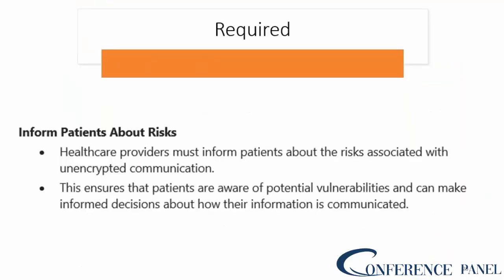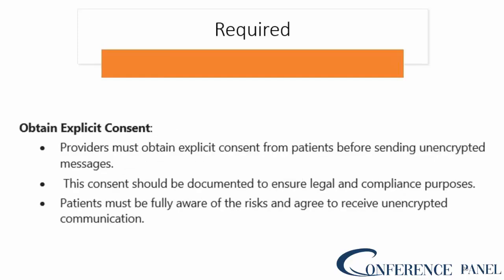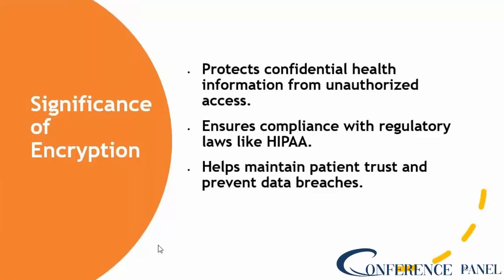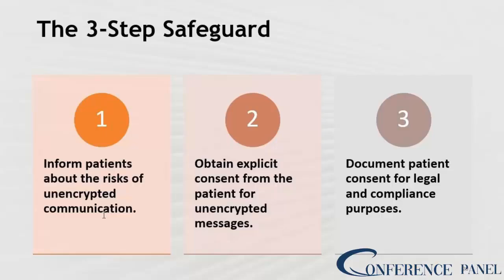So when you're informing patients about the healthcare risk, you want to make sure they understand all of the potential vulnerabilities. So you want to extend explicit consent. The provider has explicit consent when sending unencrypted messages. So document patient consent, but it also maintains patient trust and prevents data breaches. So there's a three-step safeguard. You want to inform patients about the risk of unencrypted communication, obtain explicit consent from the patient, and document patient consent.